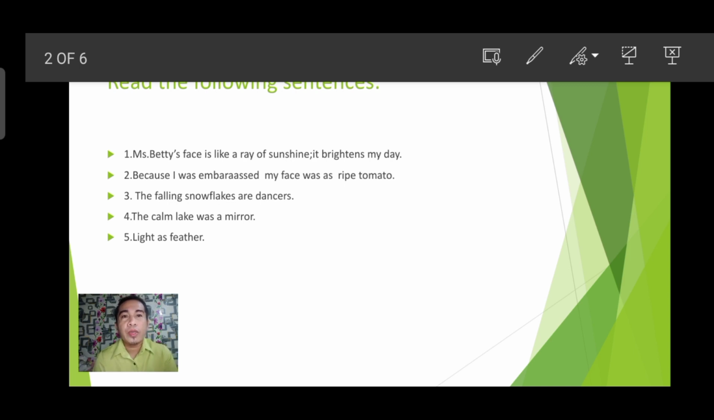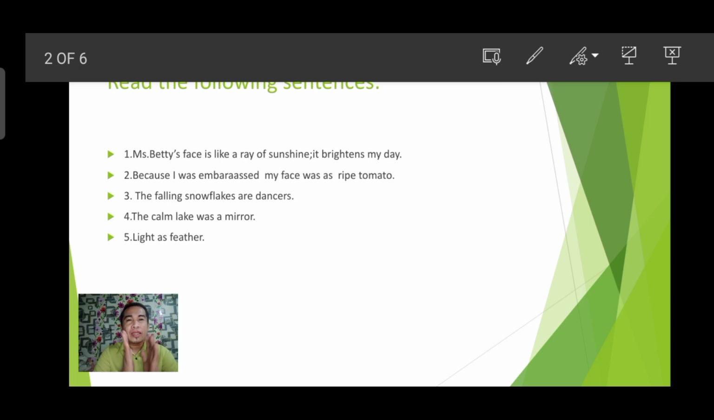All right, so we have here number one. Miss Beth's face is like a ray of sunshine. It brightens my day. Second one, because I was embarrassed, my face was as red as a ripe tomato. Third one, the falling snowflakes are dancers. Fourth, the calm lake was a mirror. And the last one, light as a feather.